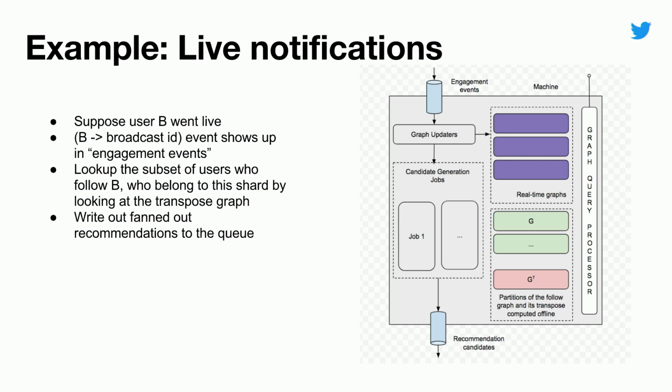Another example is live notifications. Suppose B went live, and now in this part we are focusing on the left hand side, right? So we're looking at only the fan out pipeline. So in this case, suppose B goes live, a B to broadcast ID event shows up in the engagement event stream. We look up the subset of users who follow B and who belong in this shard. This is the red transpose graph partition. And we fan out the broadcast ID to those users, and we write those recommendations to the queue.